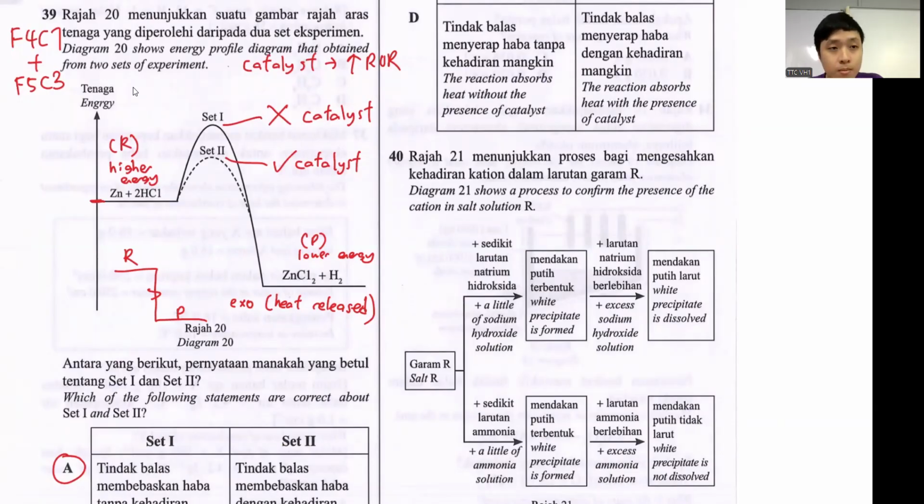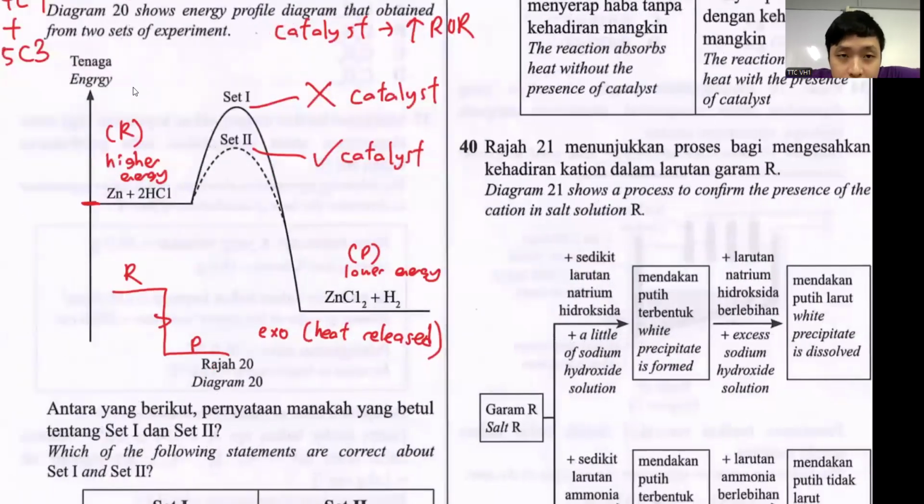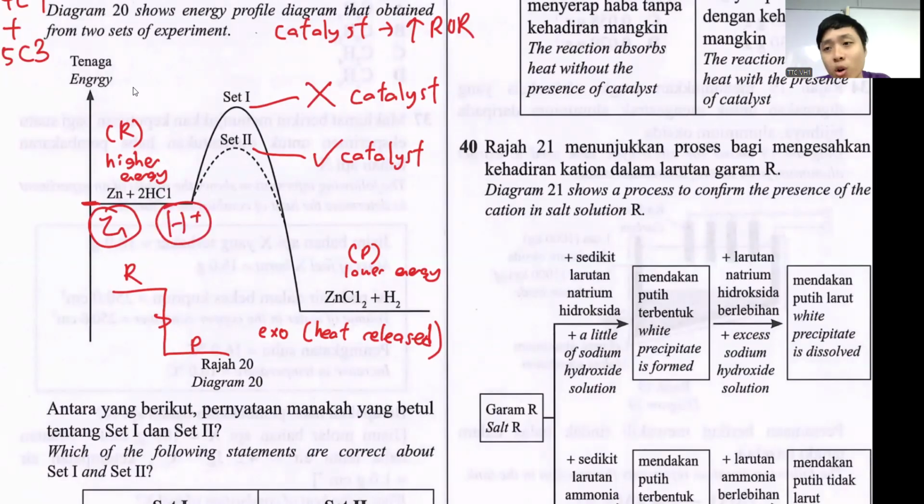Any question? Teacher, what is the activation energy from the graph again? Activation energy means for the reaction to occur, the particles themselves must have energy to collide, for the zinc and the H plus to collide. This is called activation. To make sure they react, they must have activation energy.